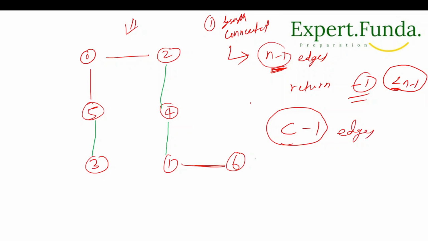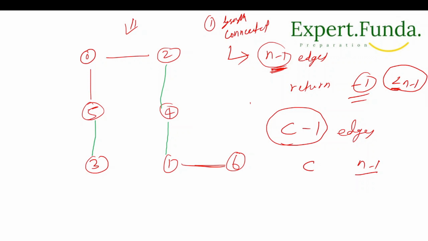Understood what I'm saying? Let's just assume that if you have a graph, and the graph has C different components, that is, disconnected components, and it has at least n minus 1 edges, then some component must have extra edges, as we have seen. And we would replace these extra edges to connect all the components.